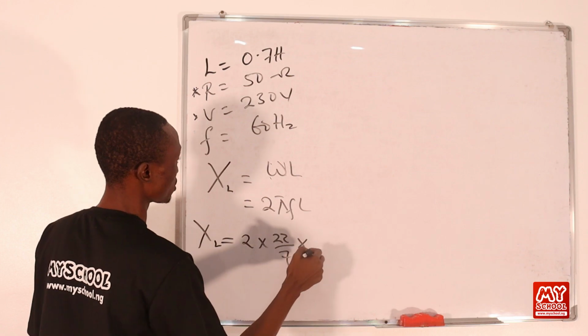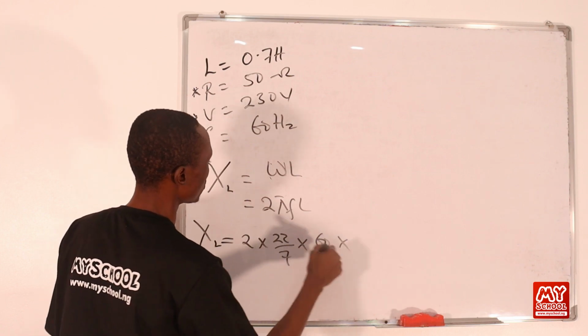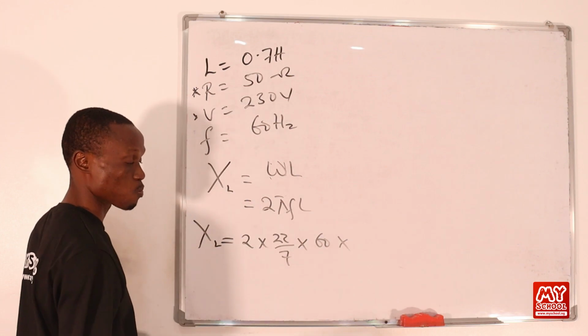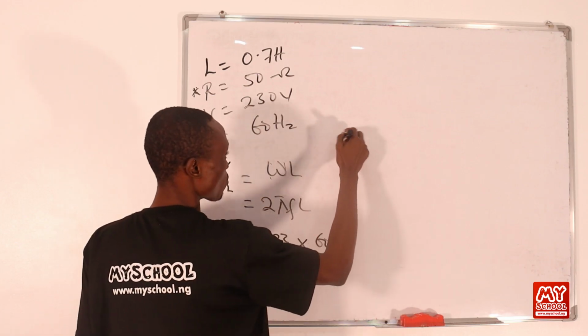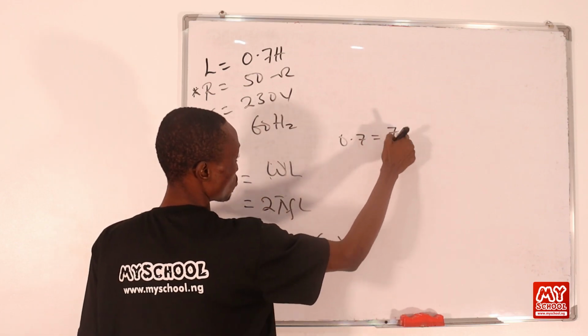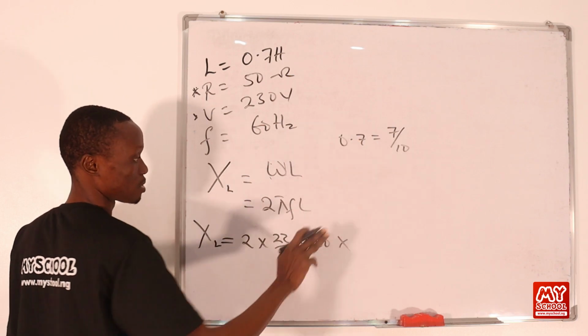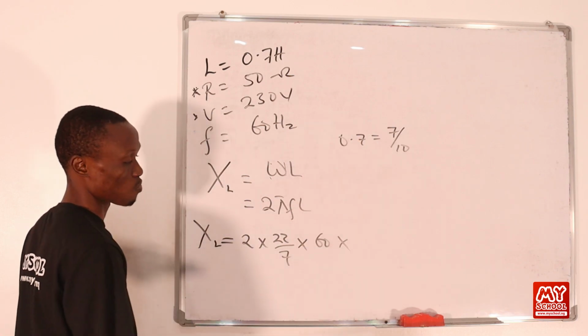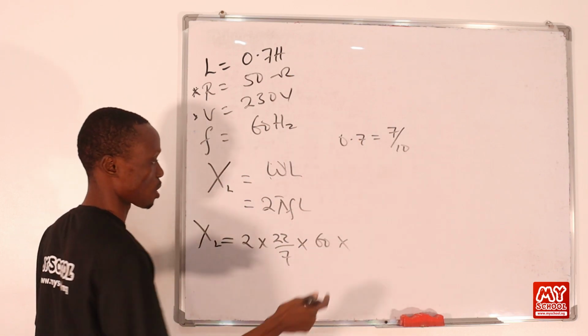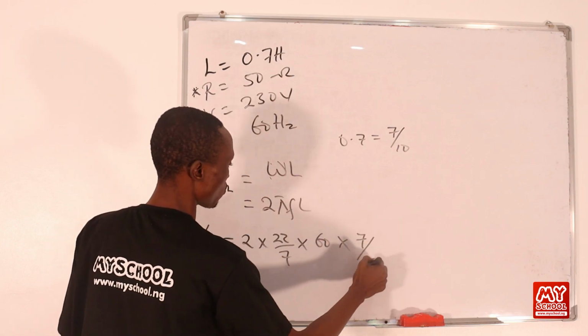Then times frequency is 60. Then times L is 0.7. So 0.7 we can write as 7 over 10. These two are the same. So here let's use 7 over 10 so that it will be easy for us to cancel out. So you'll be having 7 all over 10.